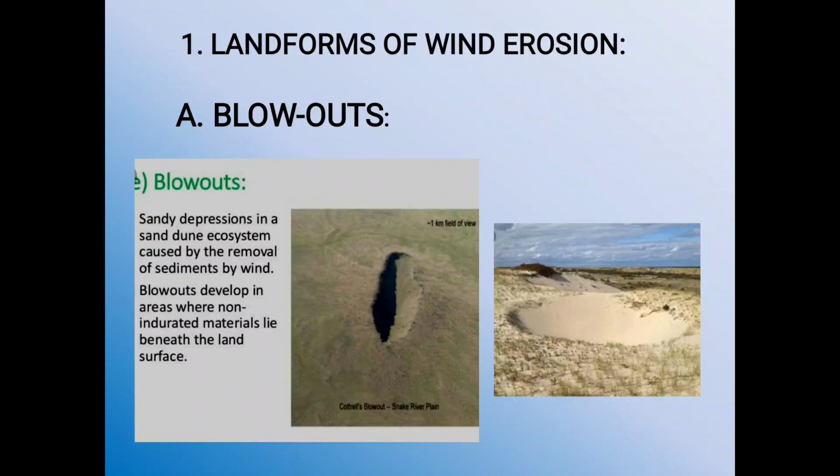Through the impact action, one particle falling on a smooth surface hits or displaces the other particle on the ground. Microscopically, impact action during saltation may cause the dancing of all particles during strong currents of wind. Now, we will see the landforms of wind erosion, or the relief features created by wind erosion.